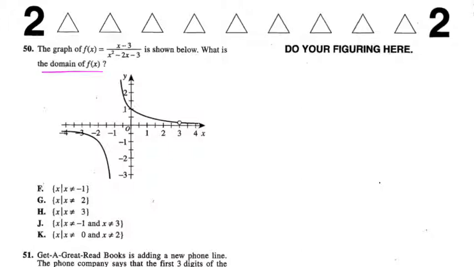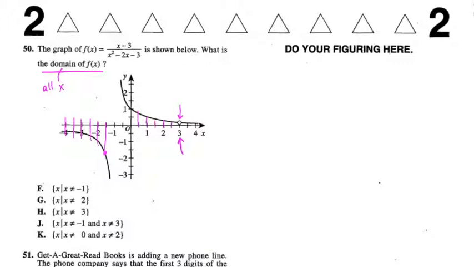Number 50 is a functions question, and we're dealing with the domain of a function. The graph of f of x equals x minus 3 over x squared minus 2x minus 3 is shown below. What is the domain of f of x? The domain is all x values, all possible x values. If we look here, that's in the domain. All of these are in the domain because there is a certain point, a certain y value for that given x value. We also see them here as well. But here, there is an open circle, which means that 3 is not part of the domain of this function.